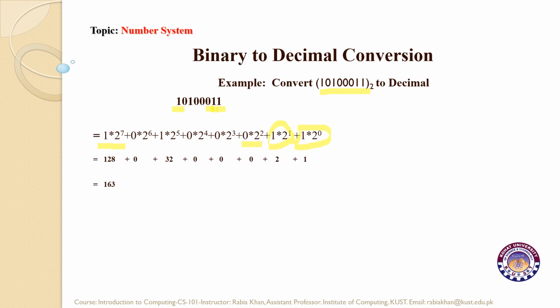163 is now within the range of the decimal number system. So this is how we write the answer. 101000011 is equivalent to 163 in base 10. So I hope now you have understood the procedure of how we convert the binary number system to the decimal number system. But this was a complete whole number. What if we get a binary fraction?